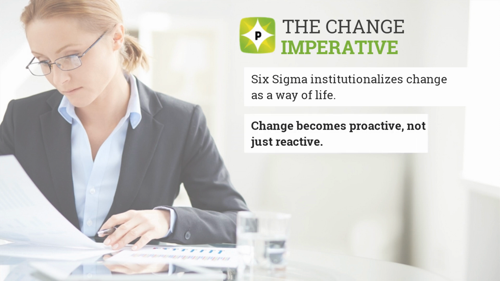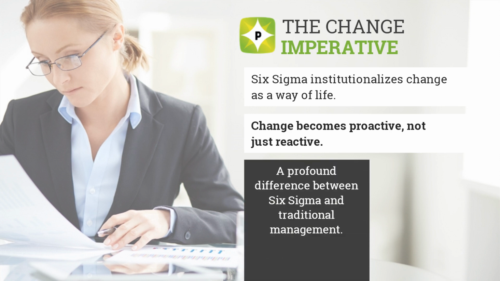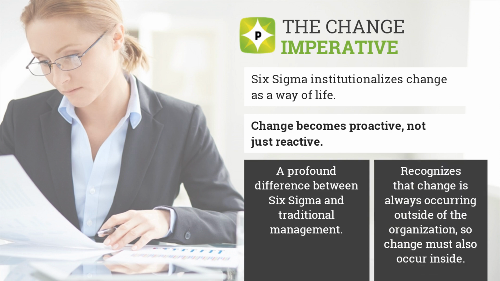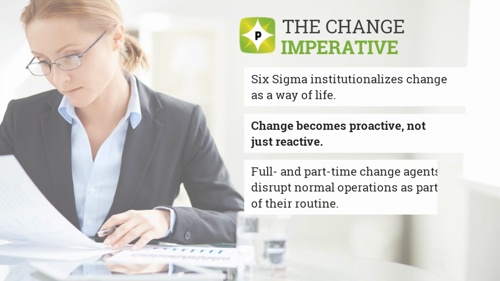Changes are made before something happens that makes it obvious to everyone that change is needed. This is very different than a traditional organization, where change is usually avoided until absolutely necessary. Six Sigma organizations are constantly looking for things to change. Six Sigma organizations employ people whose job it is to make changes. Some of these change agents have day jobs, while others do it full-time.